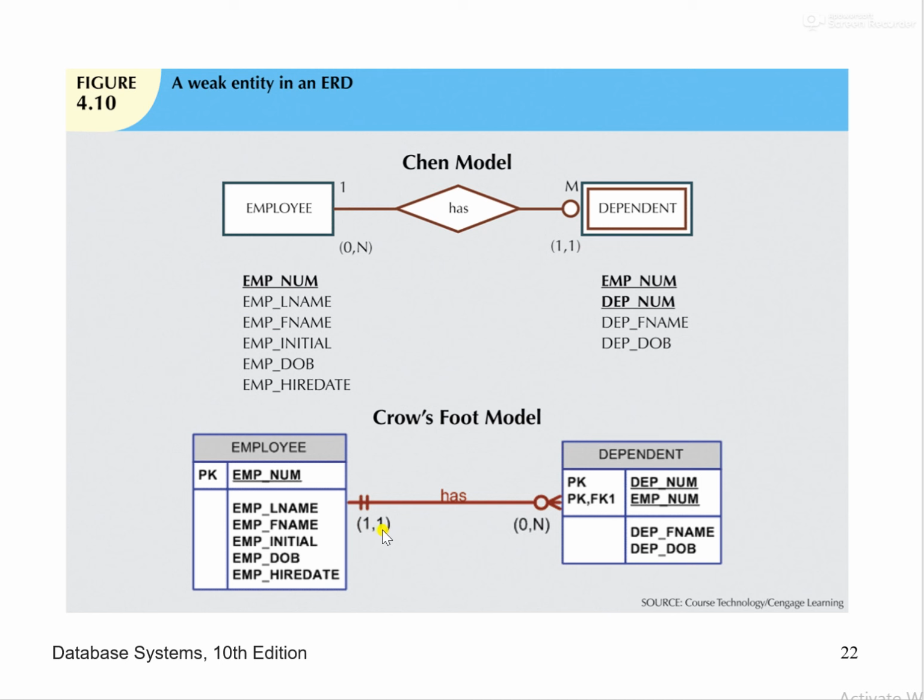So if you look at the cardinality shown in the Chen model and the Crowfoot model, it is opposite. Here they show 0 and n on this side and 1 and 1 on this side. Like dependent minimum 1, maximum 1, and employee can have 0 dependents or a maximum of n dependents. But in Crowfoot notation, these are on opposite sides. So you need to be careful about it. Whether you are using the Chen model or the Crowfoot model, cardinalities should be shown in the proper way. And the connectivity is one to many.